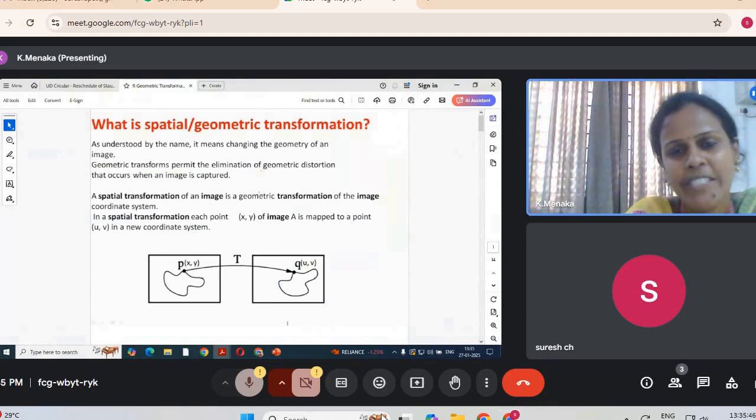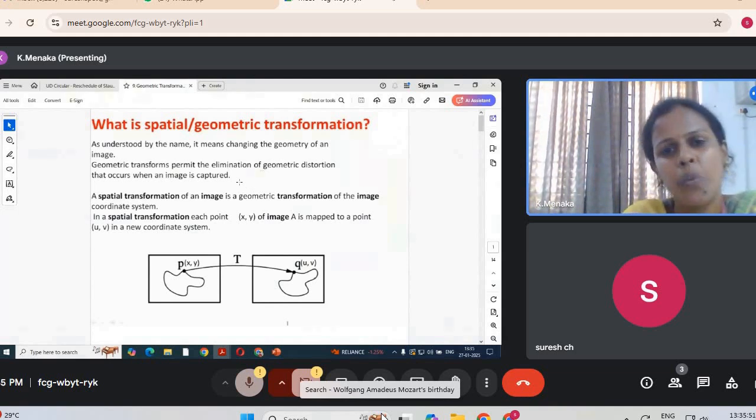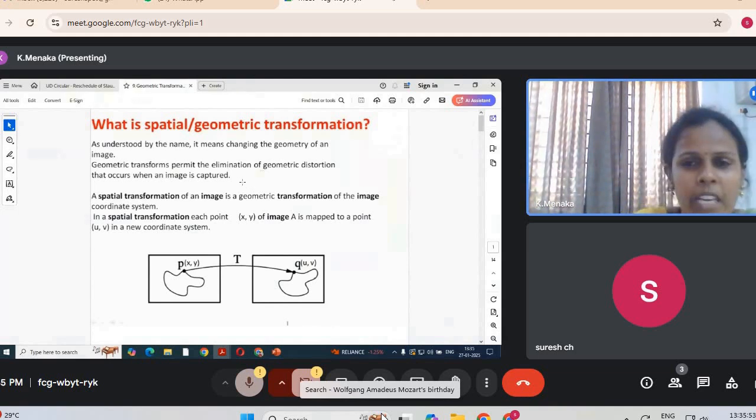Here, in today's class, we are going to see about the geometric transformation, which plays a major role in image processing as well as in the computer vision domain. What do you mean by the term geometric transforms? It permits the elimination of geometric distortions that occur when the image is captured.